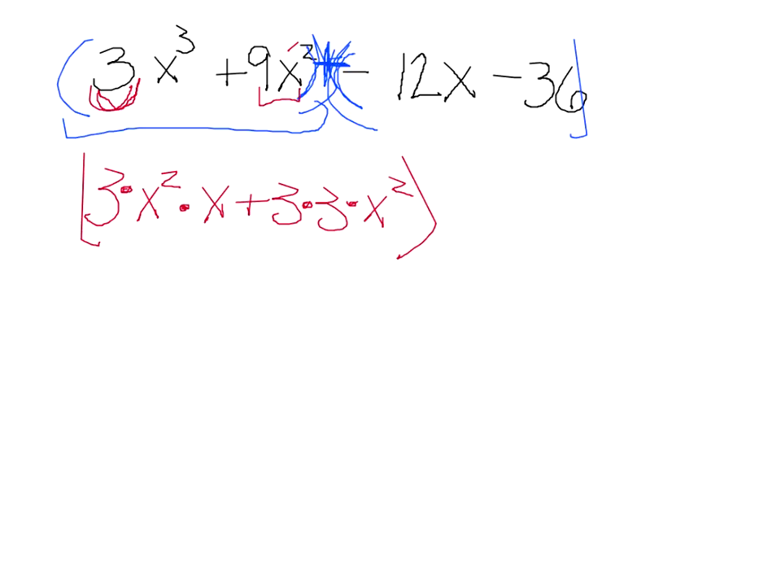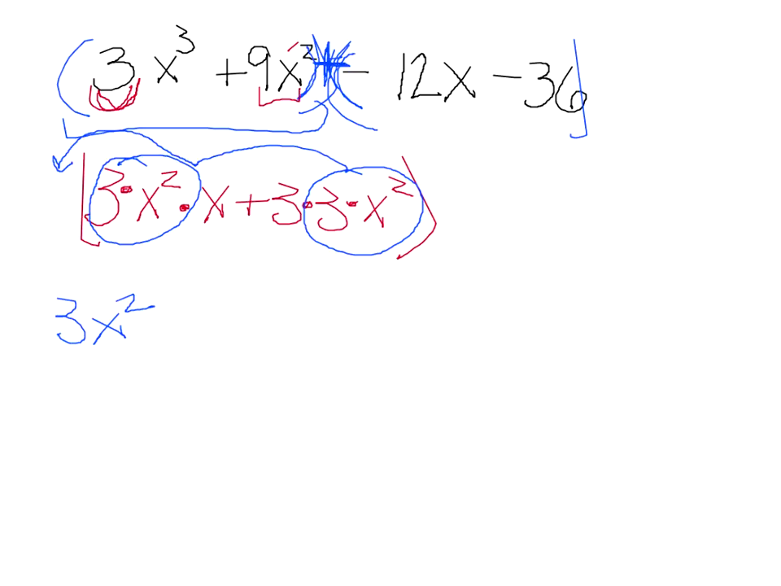And I'm going to keep working with this group. So I've got a 3x squared here and a 3x squared here. So I pull that out front. I get 3x squared. And then what's left behind is an x plus 3.